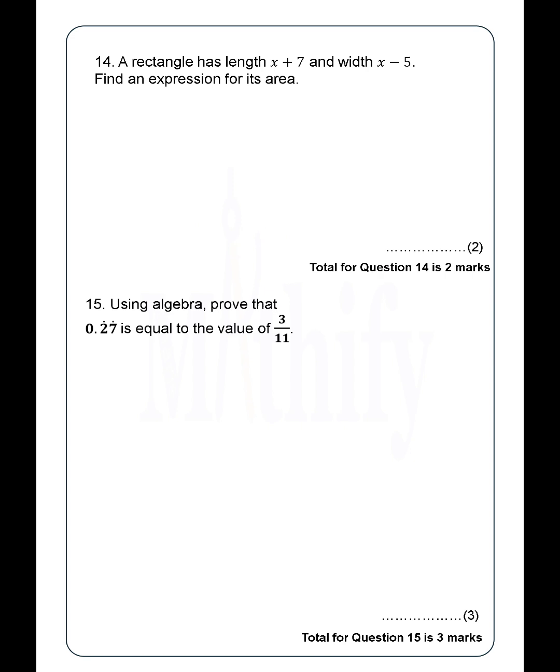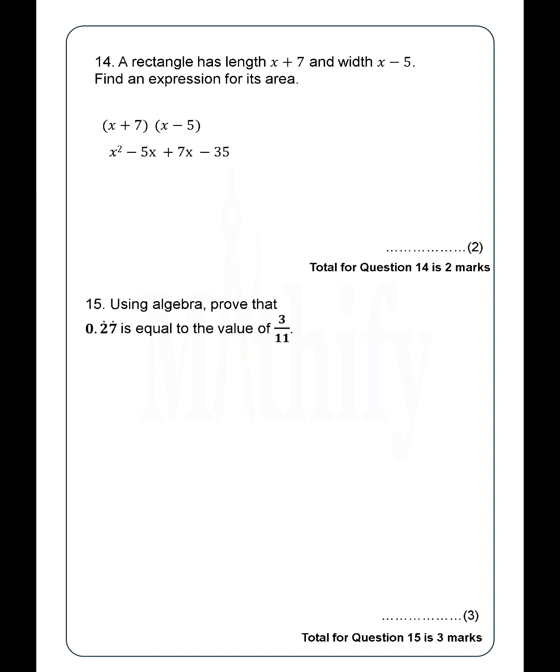Question 14. A rectangle has length x plus 7 and width x minus 5. Find an expression for its area. So to work out the area of a rectangle, length times width. So x plus 7 multiplied by x minus 5. Now expand the brackets. x times x is x squared. x times minus 5 is minus 5x. 7 times x is plus 7x. 7 times minus 5 is minus 35.